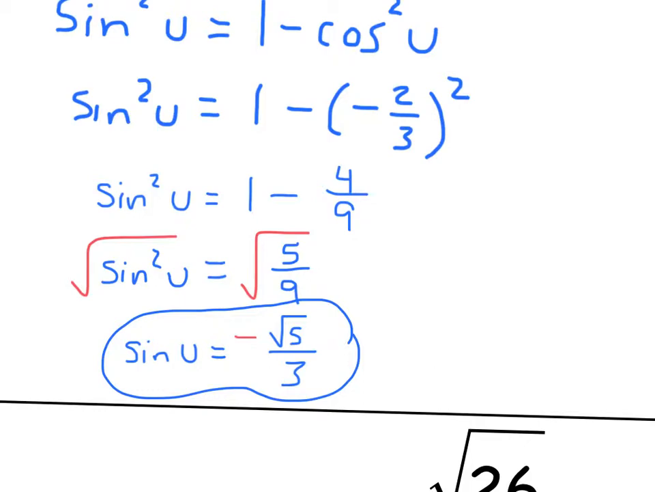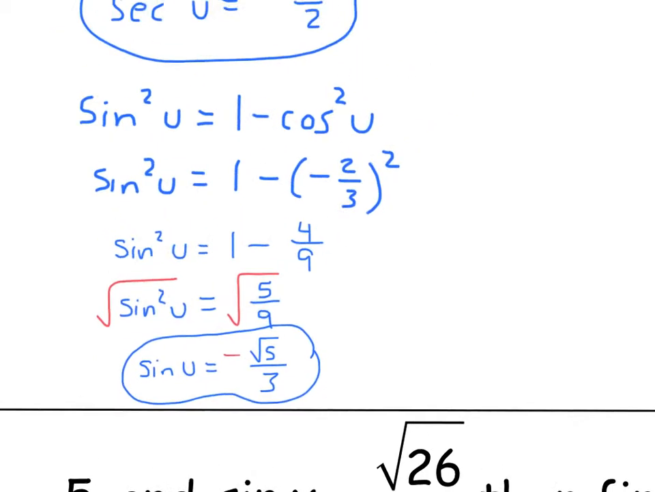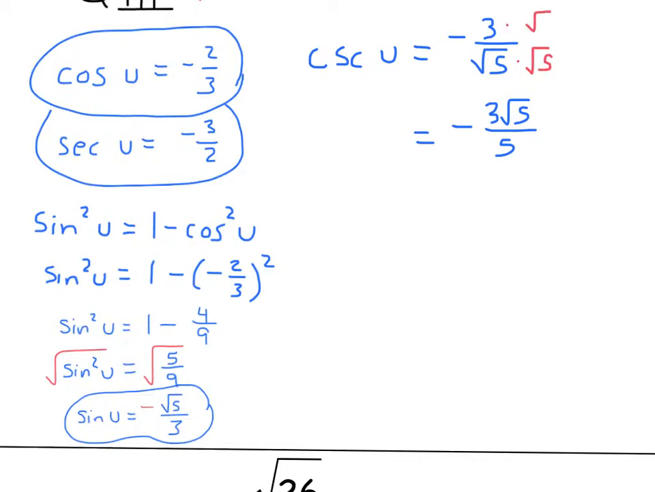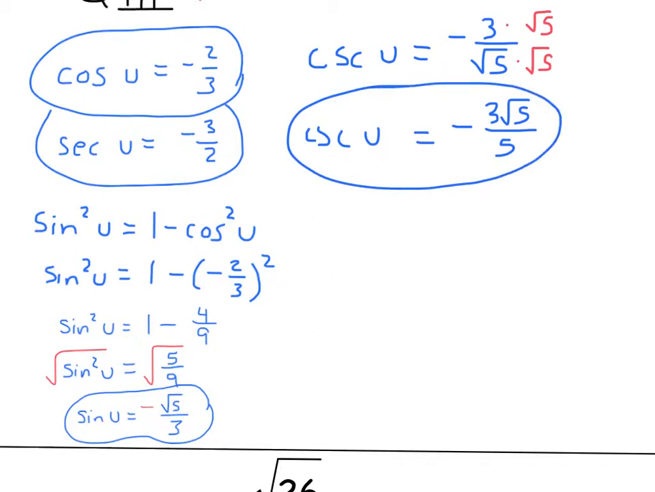Now, we can do reciprocal, right? So what's the name of the reciprocal? Cosecant. So I say cosecant of u is equal to, and I keep the negative. Now 3 is upstairs, radical 5 is downstairs, but I have to rationalize the denominator by multiplying by radical 5. So 3 radical 5 all over 5. If you need to see that real quick, I rationalize the denominator by multiplying top and bottom by radical 5. So my cosecant of u is going to be negative 3 radical 5 over 5.